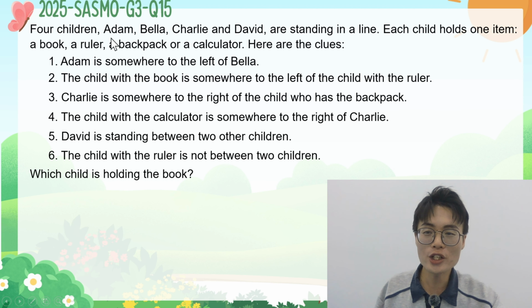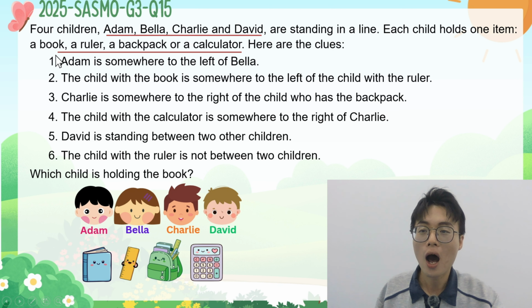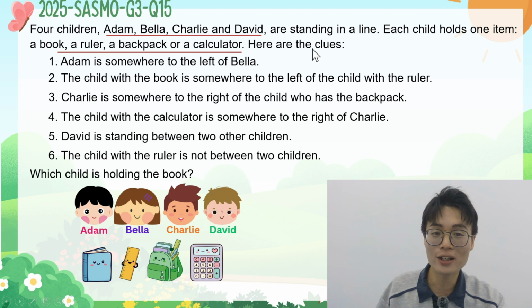It said, 4 children, Adam, Bella, Charlie, and David are standing in a line. Each child holds one item, a book, a ruler, a backpack, or a calculator. And here are the clues.